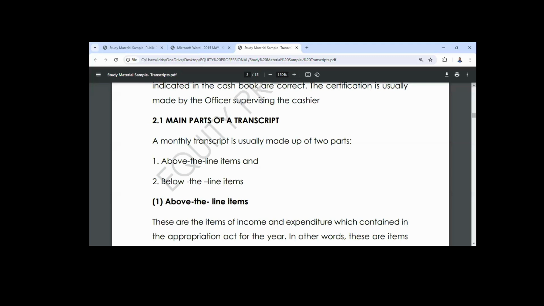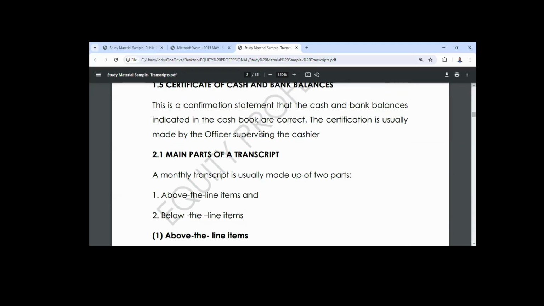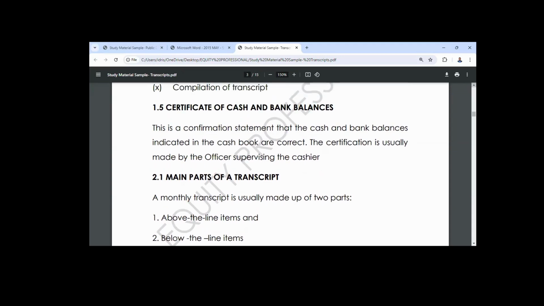I have some questions. The first one is, you mentioned three transcripts. The first one is the main, the cash transcript, then supplementary and subsidiary. The cash transcript is the main transcript. The main transcript is the final transcript submitted to the Accountant General of the Federation. That means the other two are not submitted to the Accountant General?